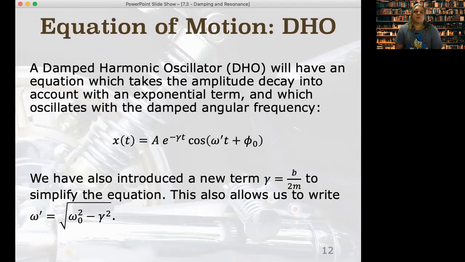You'll notice that we've also put a new term in there, gamma, in that exponential, the exponent of negative gamma t rather than bt over 2m. We've just brought in gamma as b over 2m, which just simplifies that equation a little bit for us. And you'll also notice that it allows us to write omega prime as the square root of omega naught squared minus gamma squared, which again is just simplifying. It doesn't change the formulas, just a little bit easier for us to write and manipulate equations using gamma instead of b over 2m. So that is our equation of motion for a damped harmonic oscillator. Hopefully you can see where the terms in that come from, why they're different from a simple harmonic oscillator, and obviously be able to use that equation to do some simple calculations.